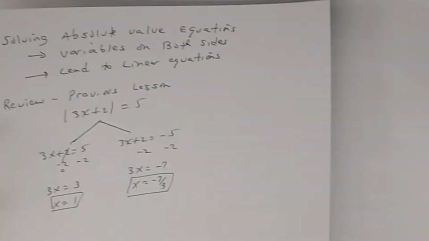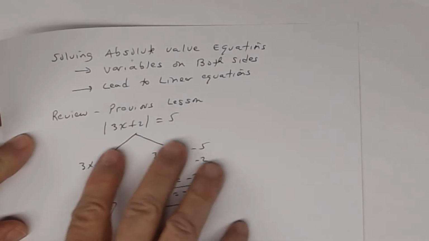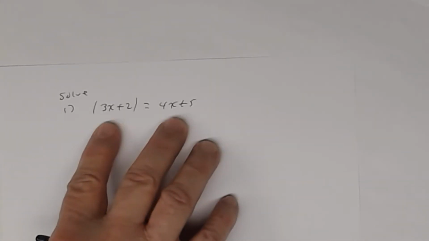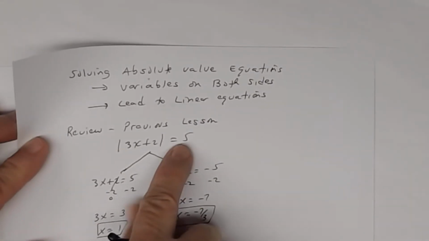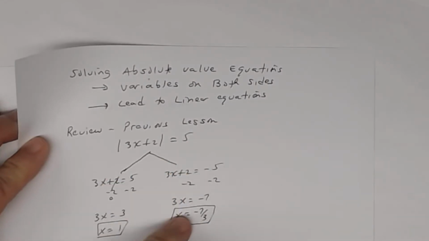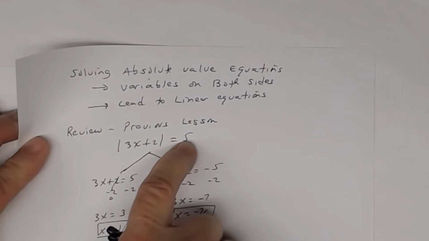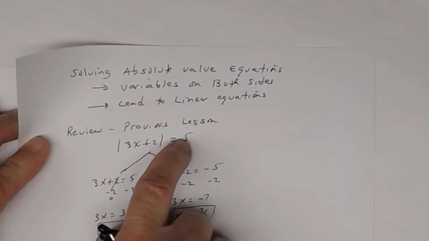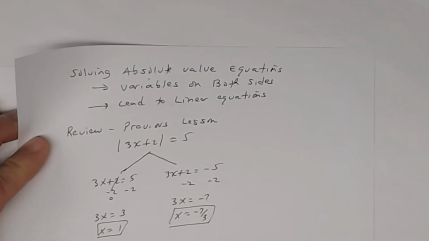Okay, so what if I had that? Well, that same idea applies, by the way. That same discussion we had here applies here. But remember in the previous lesson, we knew that if this number right here was positive, I had two solutions. If that number was 0, I had one solution. If that number here was negative, I had no solution.